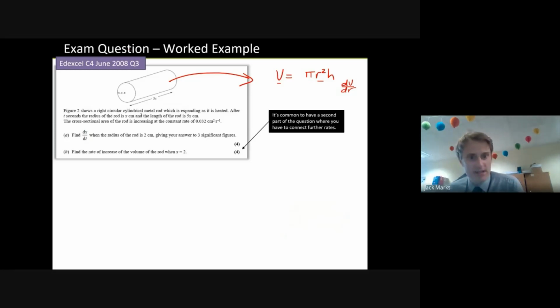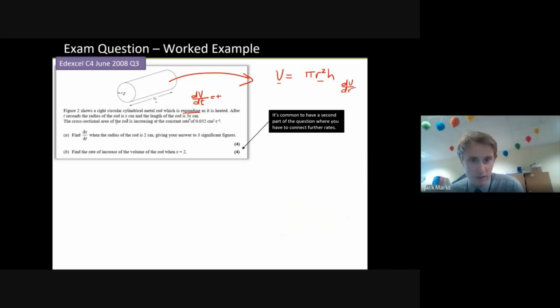It shows a right cylindrical metal rod, so there's nothing new there, which is expanding. Now, what is expanding? Expanding means the volume over time is getting bigger, so it must be some kind of positive number. After t seconds, the radius of the rod is x, so that's the same there, and the length's 5x, that's the same there. Doesn't seem to be anything new there.